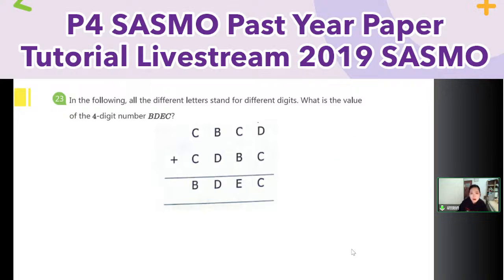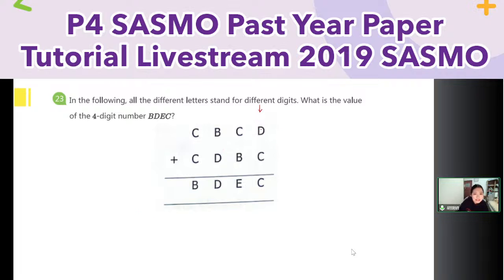Everyone, I want to look at the ones digit first. The special thing is that D plus C gives us C. So what does it mean? Can you tell me which number plus another number will be the number itself? Can you tell me what D is? Yeah, Suyong, very well done.